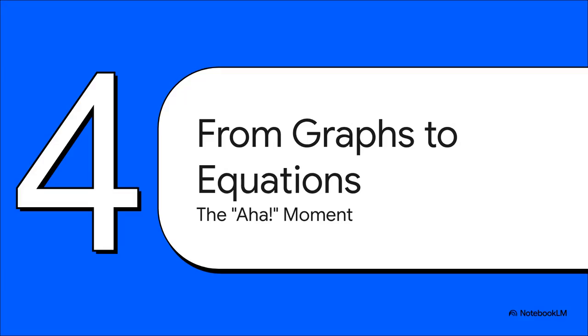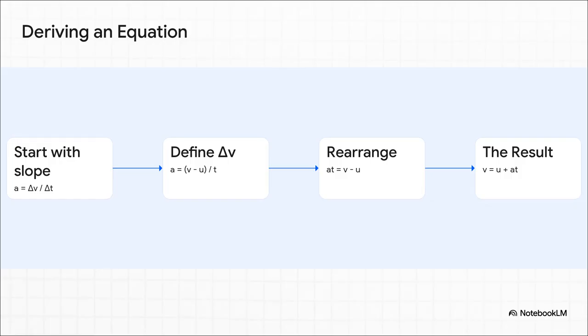And this is the aha moment. This is where you realize that all those abstract physics equations you had to memorize aren't random at all. They come directly from these pictures. We can actually build one of the most famous equations in physics right from this graph.